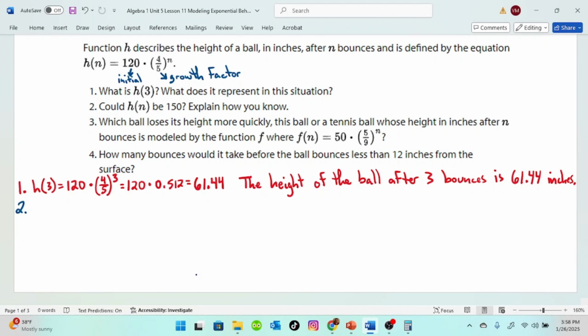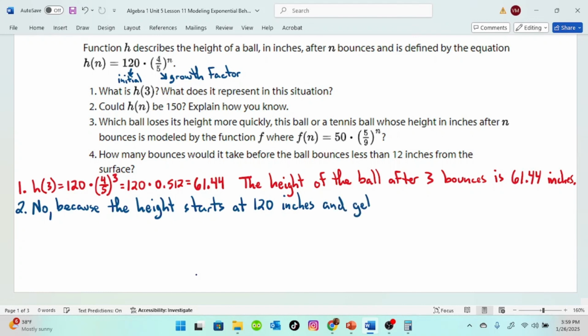So the answer here is no, because the height starts at 120 inches and gets smaller because it's always multiplied by less than 1.